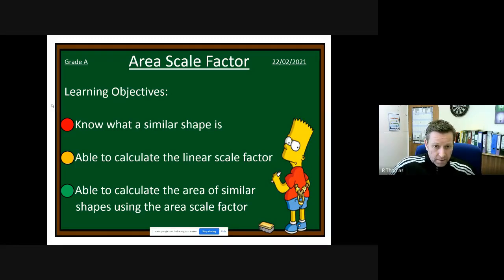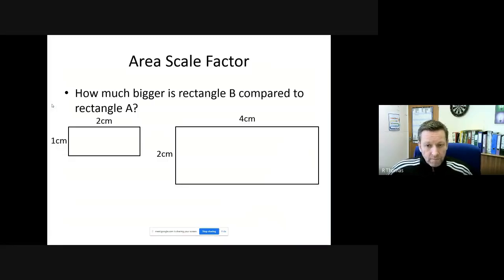Okay, so hopefully you are now looking at two rectangles. One is 1 centimeter by 2 centimeters. One is 2 centimeters by 4 centimeters. If that is not on the screen, can someone please turn their mics on and tell me? Otherwise, I will continue.